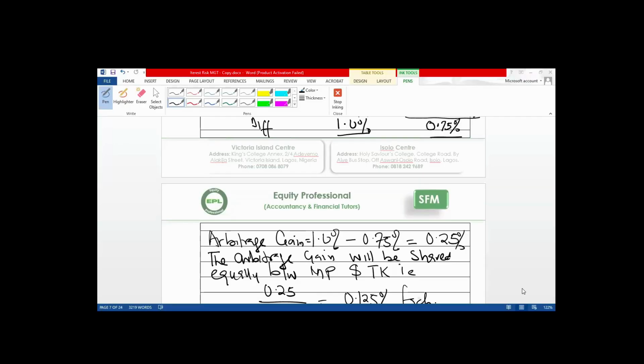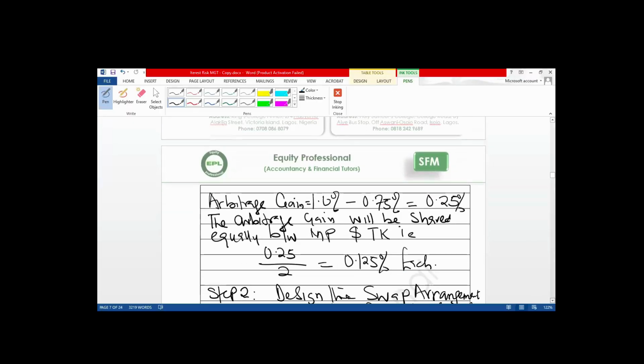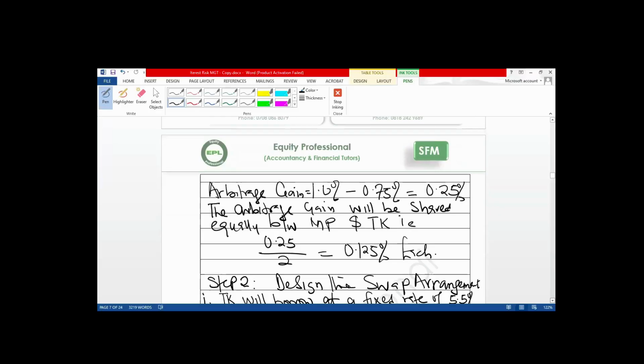If your difference is not equal to 0, that means there's a profitable opportunity for swap. But if your difference happens to be 0, that means there's no point arranging swap. The arbitrage gain will be shared equally between the two parties. You can now go to step 2.